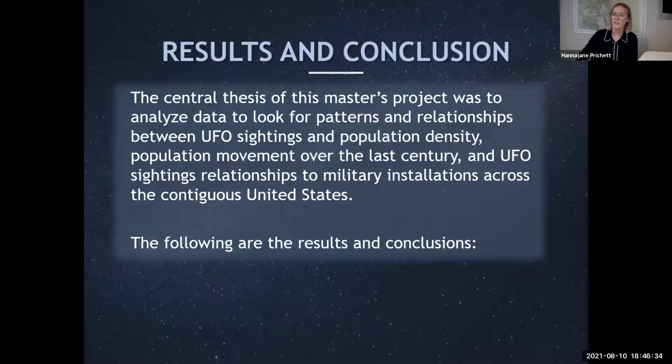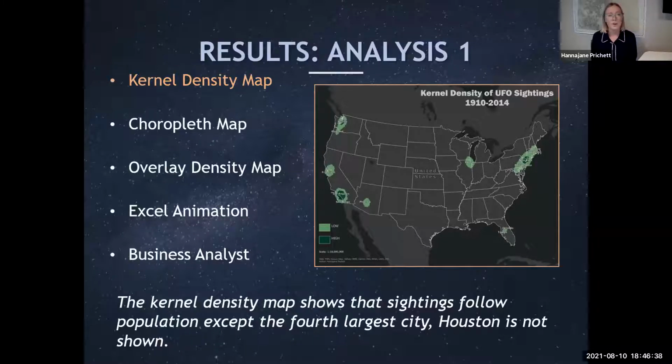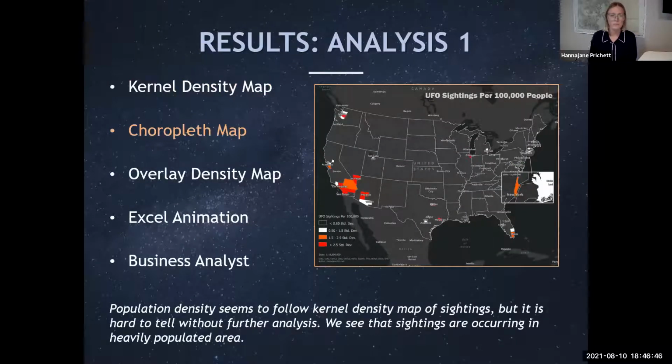First, we're going to start with the results from analysis 1. The kernel density map shows that sightings follow population except the 4th largest city, Houston, which I found interesting. For the Clerk map, we see that population density seems to follow the kernel density map of sightings. It's hard to tell without further analysis here, though. We also see that sightings are occurring in heavily populated areas.